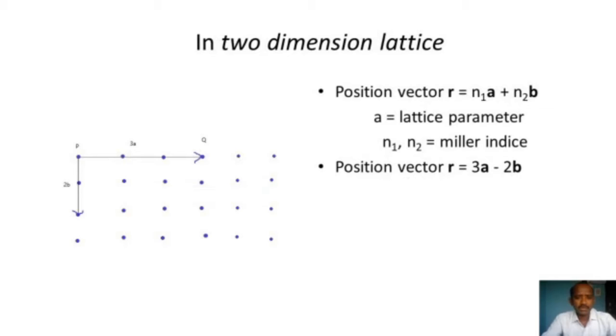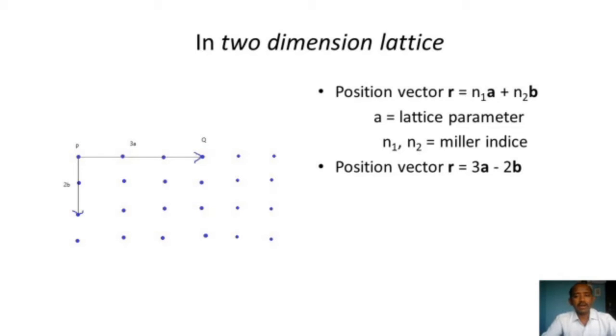In 2 dimensions, we have also considered the 2 points, P and Q, along the x-axis. From P to Q there are 4 points. The distance between P and Q is 3a. And along the negative y direction, we have taken it as 2b. Therefore, the position vector can be written as r is equal to na plus nb into b.